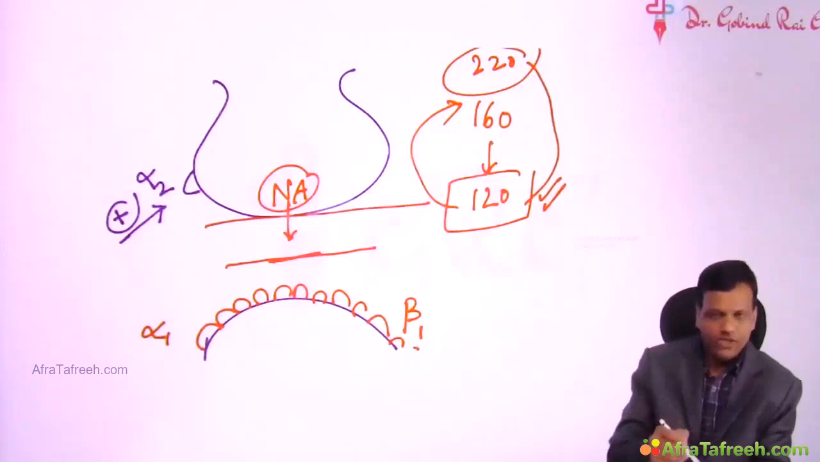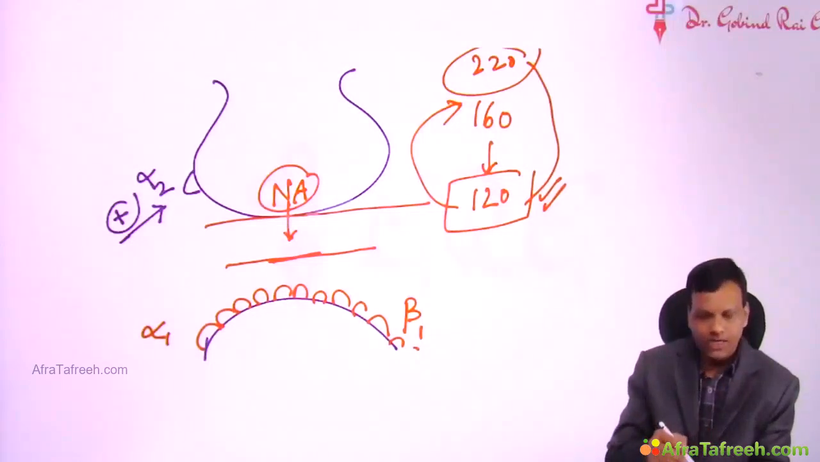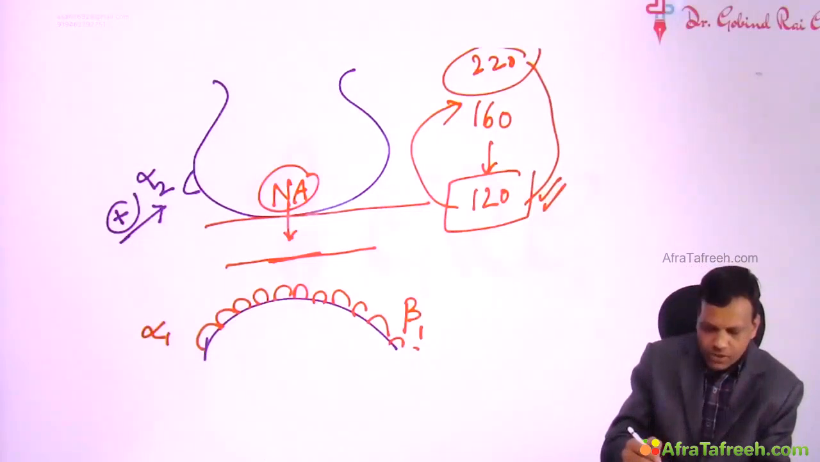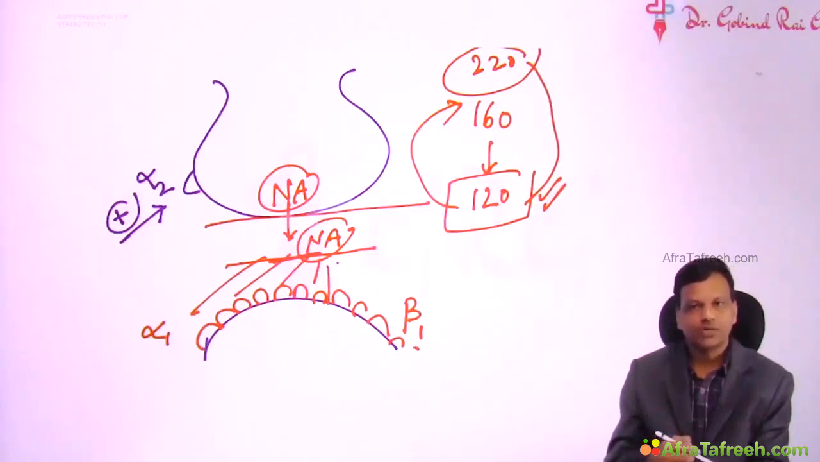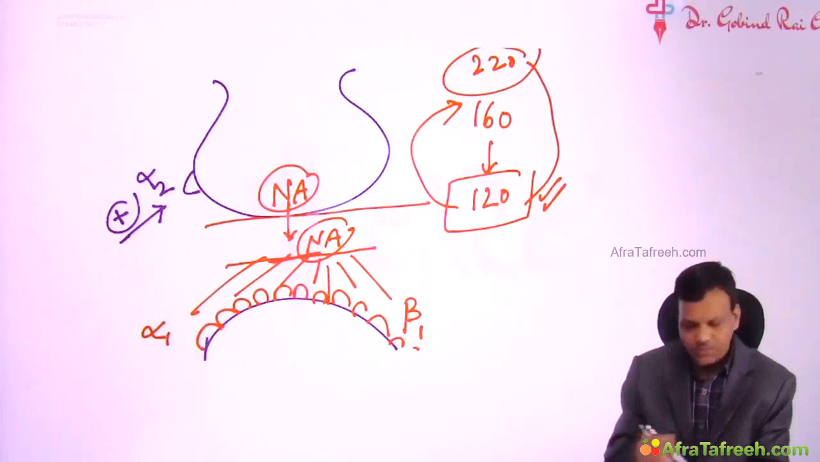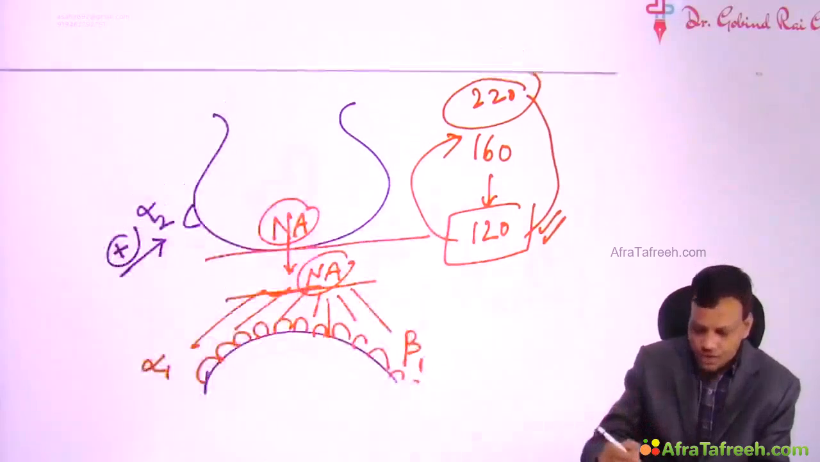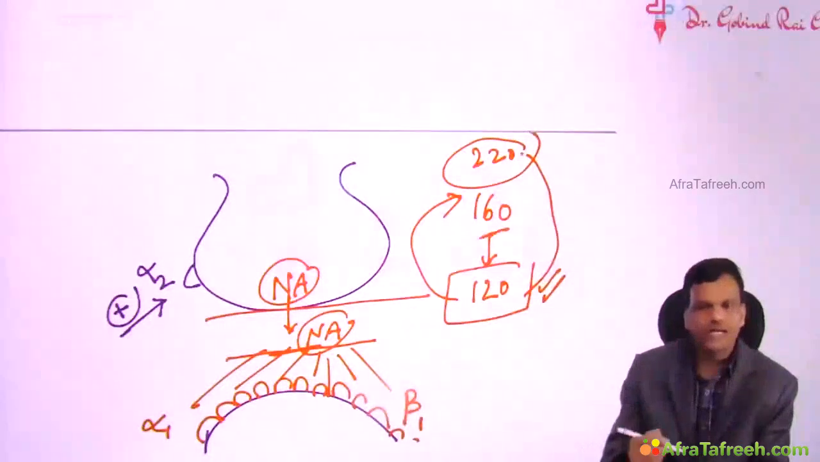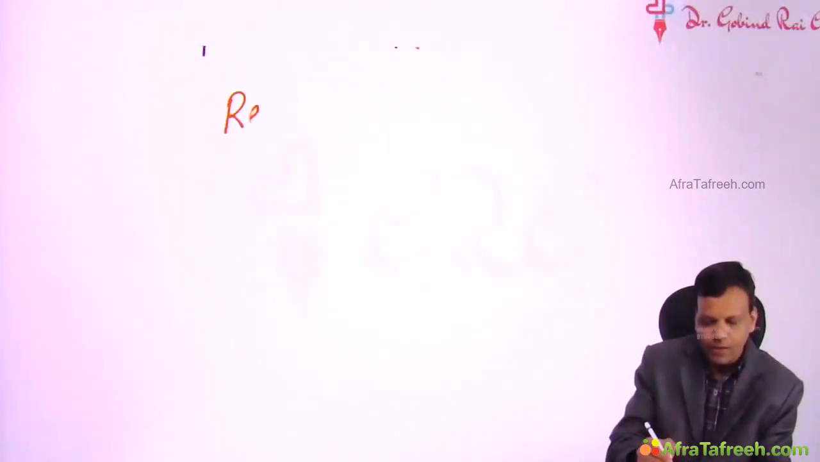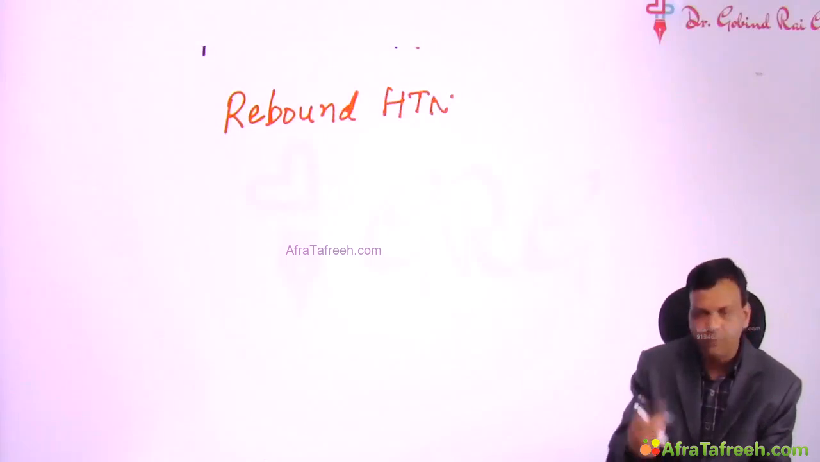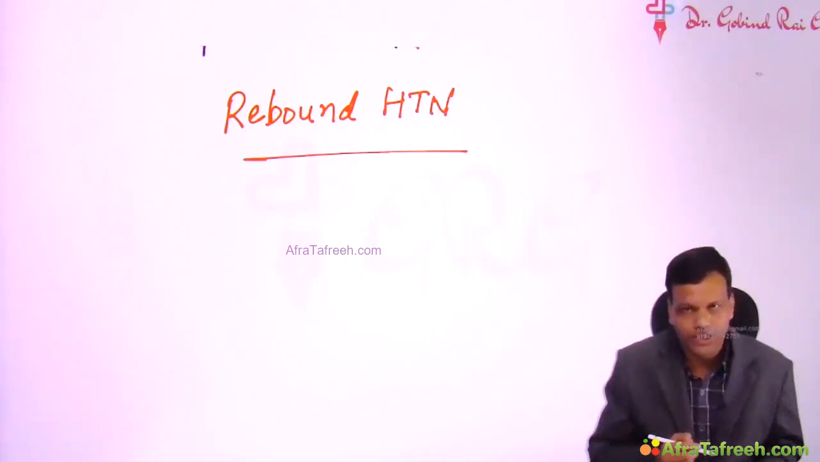But when we stop clonidine, now the brakes are not pressed. Now noradrenaline will come. And when noradrenaline comes, it will find a large number of alpha and beta receptors, much more than the original value. So when a large number of receptors are stimulated, the BP will become much more than original. So BP instead of 160 will become 220. This is known as rebound hypertension. So if we suddenly stop clonidine, the BP will shoot up, which is called rebound hypertension.